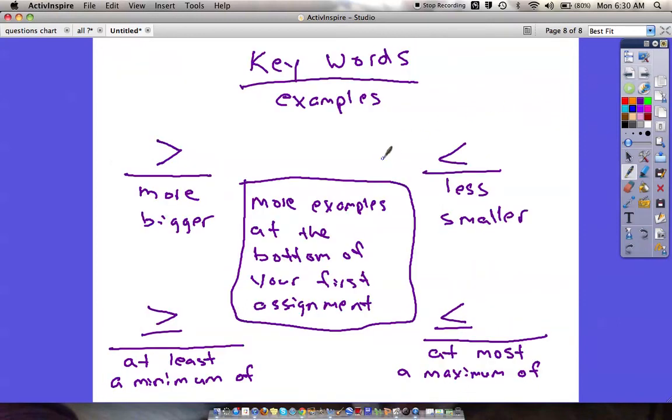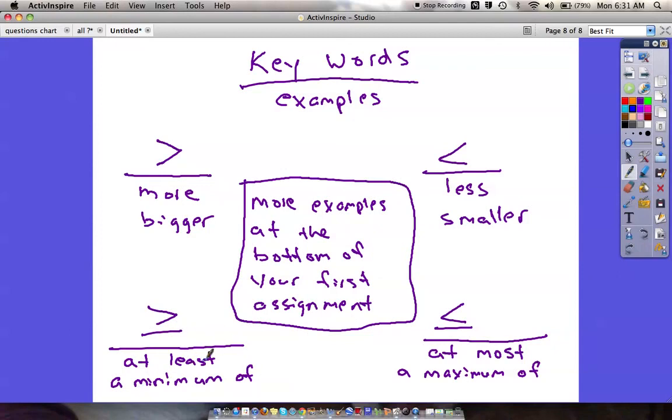Last thing I want to show you, and we're not going to do a lot of sample problems on here because you're going to have some on the homework assignments, is keywords. You're going to see a collection of different real-life situations that will use these keywords, and you will need to write an inequality to represent them. So keywords for the greater than symbol would be like more or bigger. Keywords for the less than is just going to be less or smaller. These are really the tricky ones right here. Greater than or equal to, you might see at least, or you might see a minimum of. That means greater than or equal to.